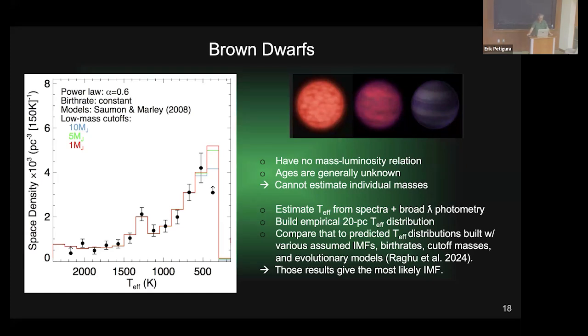The empirical data are shown with the black dots with the error bars, and this is just showing the space density on the y-axis versus effective temperature, binned in 150 Kelvin bins. And the best fit of our predicted T-effective distributions is shown there, and it's actually red, green, and blue, and the different colors show different low mass cutoffs. But we don't go cold enough in temperature to actually be sensitive to what the low mass cutoff is. But you'll see that the best power law for the brown dwarfs is an alpha of 0.6. And the birth rate here just happens to be constant.